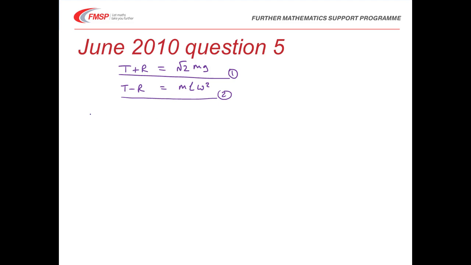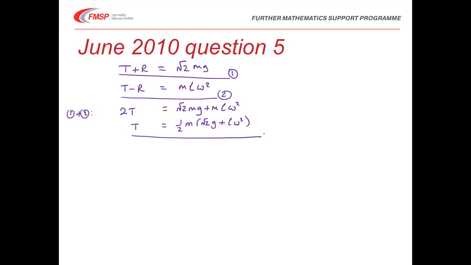Well, I think then if I were to add these two equations together, 1 plus 2 will eliminate R. T plus T is 2T, R minus R is 0, and that leaves me with root 2 mg plus m L omega squared. Well, on the right there's a common factor of m, so let's take that out. I've got m times (root 2 g plus L omega squared). And that's what 2T is equal to, so if I halve both sides, I end up with this expression here, which conveniently is exactly what we were trying to find. And the mark scheme for that is 1 mark for eliminating and 1 mark for solving, or rearranging, to get this expression for T.